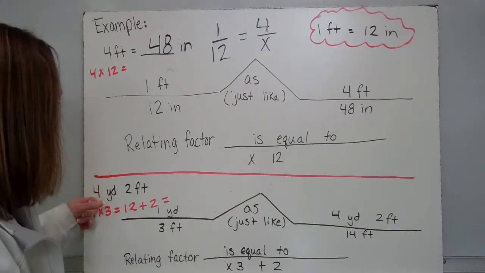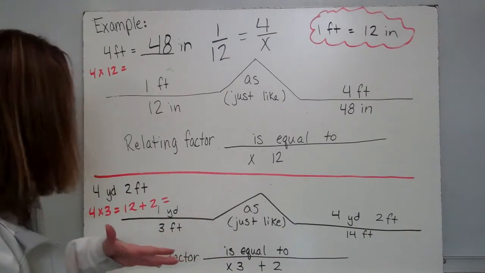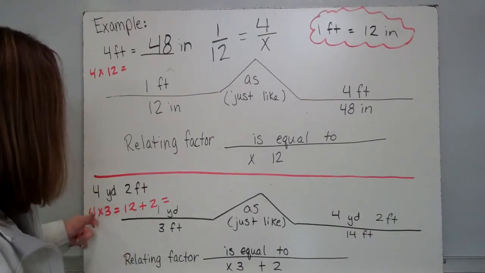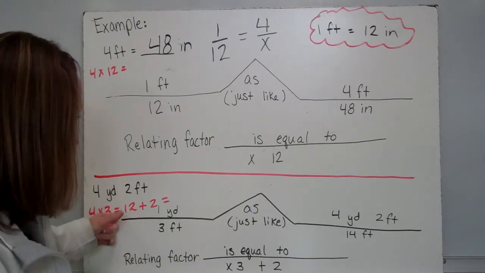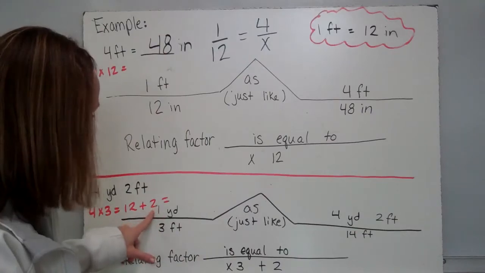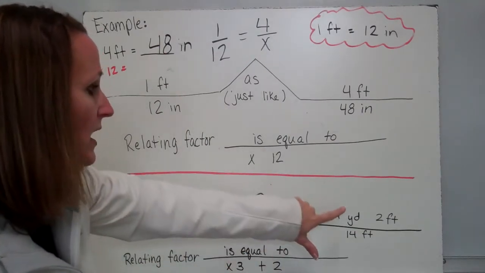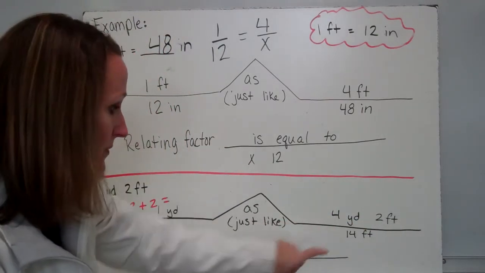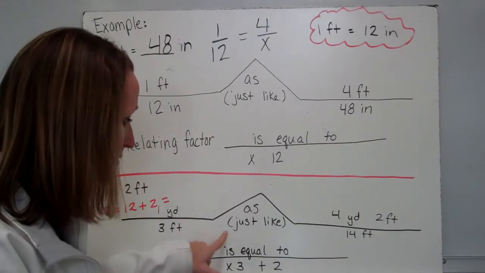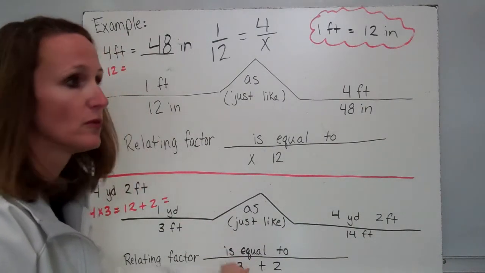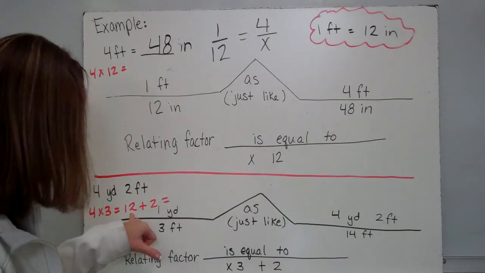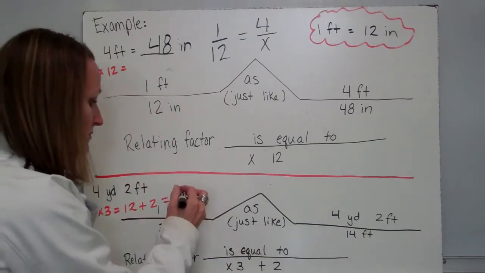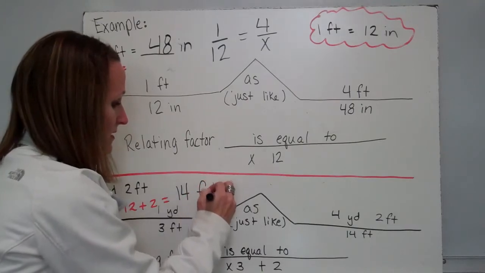So let's look at another one. I have 4 yards and 2 feet. Now this one is a little bit more challenging because I can't just multiply. I've got to add in those 2 feet. So this time I'm going to do 4 times 3, plus I've got to add in those other 2 feet. I've got my 1 yard, which represents 3 feet. Over here I have my 4 yards plus my 2 feet, which is going to represent 14 feet. And again, my relating factor is that it's equal to times 3 plus 2. So I did 4 times 3 to get my 12 feet, plus 2 more feet. I learned that 4 yards, 2 feet equals 14 feet.